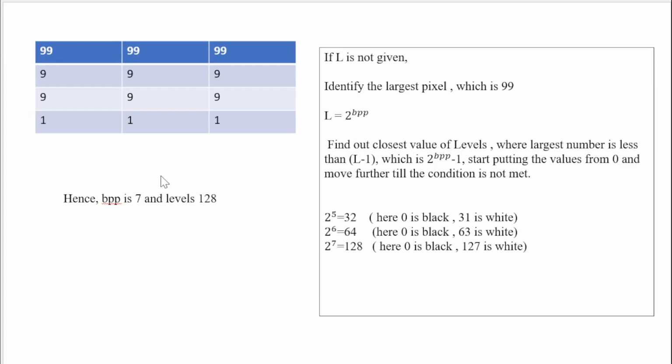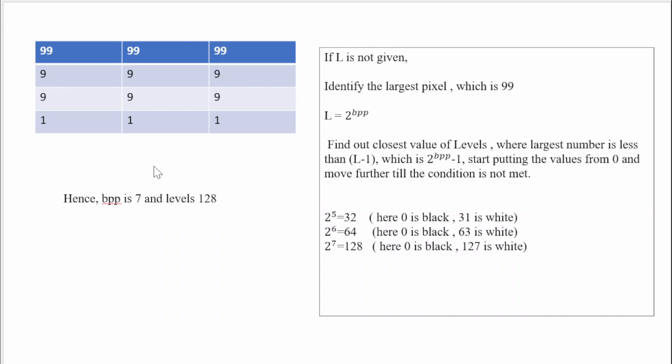And here we see an image with different numbers, and the levels are not given in this image. Since the levels are not given, we can definitely find them out. How to find the levels out? It's a very easy process. We'll find out the largest pixel. So I can clearly identify here that 99 is the largest pixel.